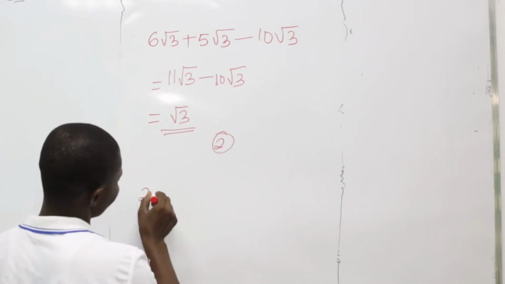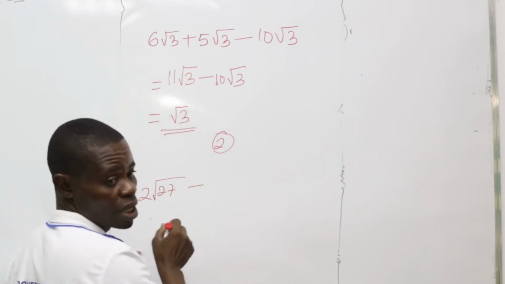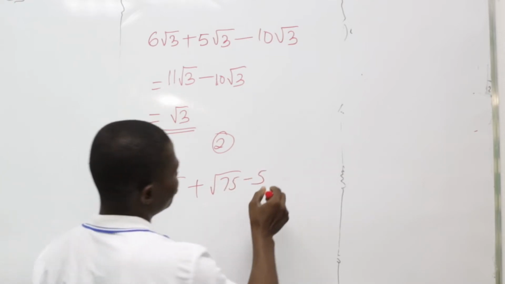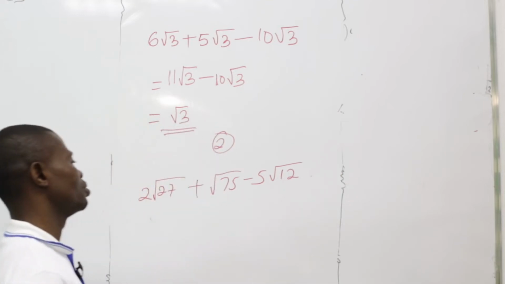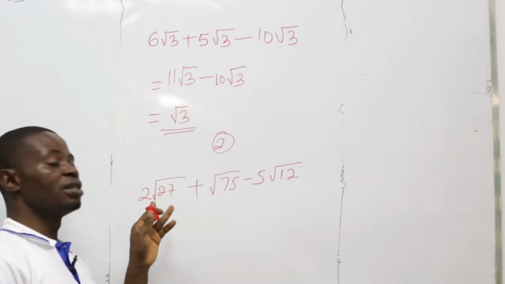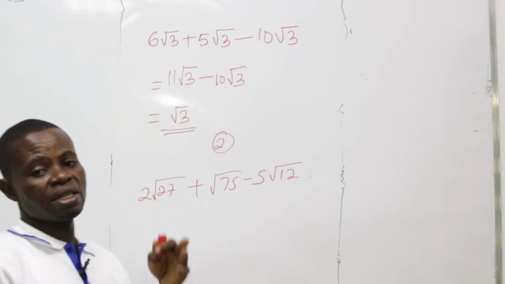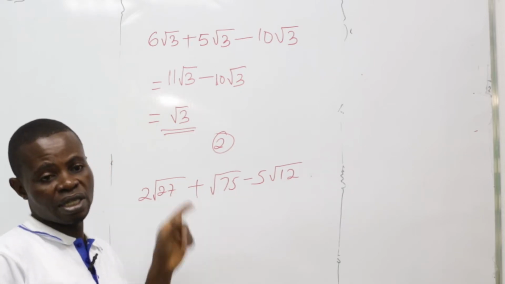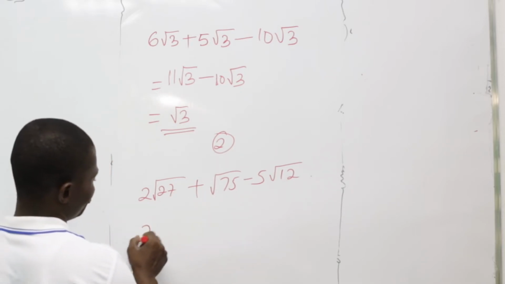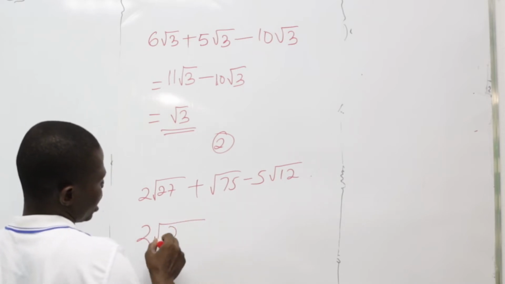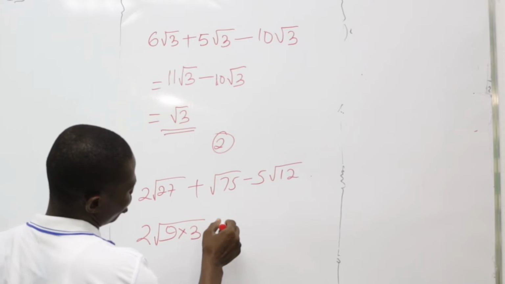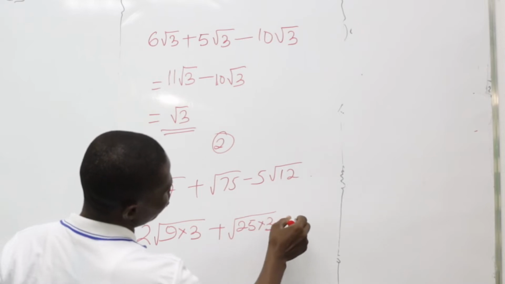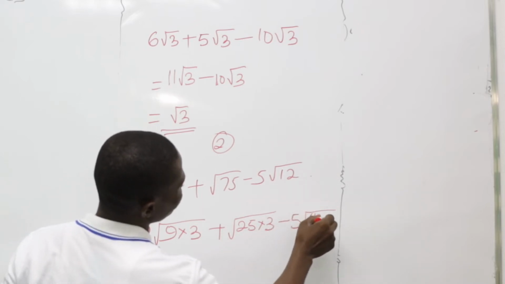Question 2. 2 root 27 plus root 75 minus 5 root 12. Good. You see the need, or the reason why you must have a foundation in any topic you are learning. This will take us back to the foundation. You must think about this 27. What will happen? 2 root 27 means 9 times 3, plus root 75 means 25 times 3, root 12 means 4 times 3.